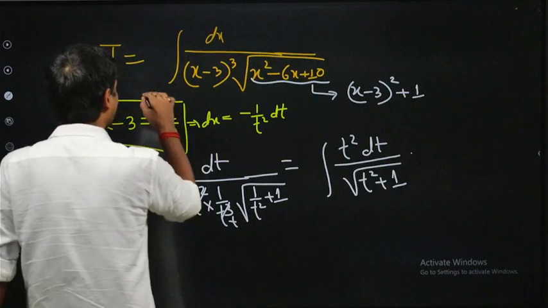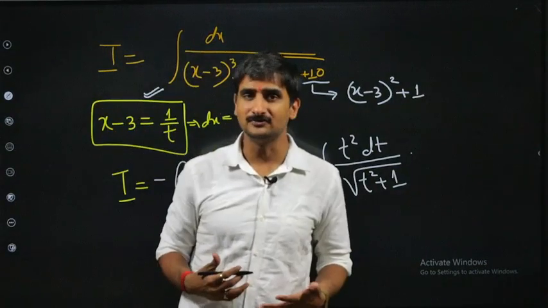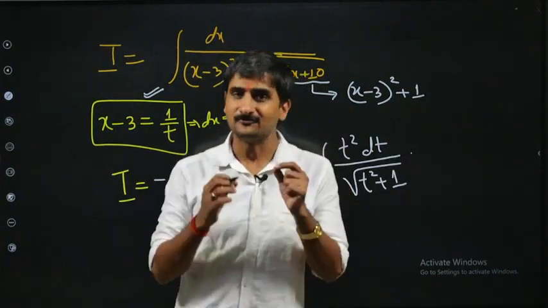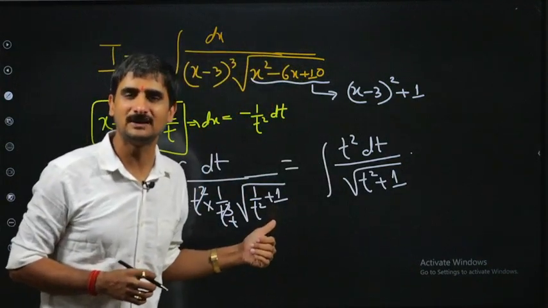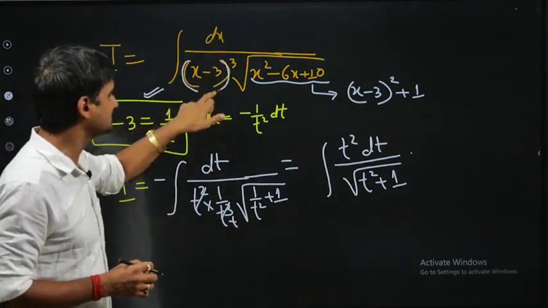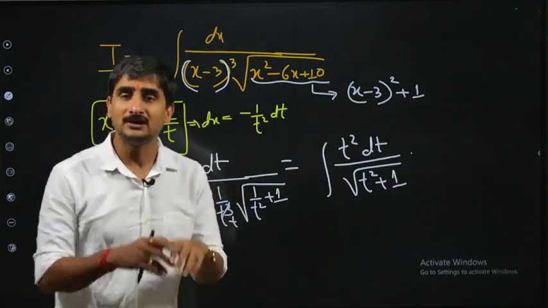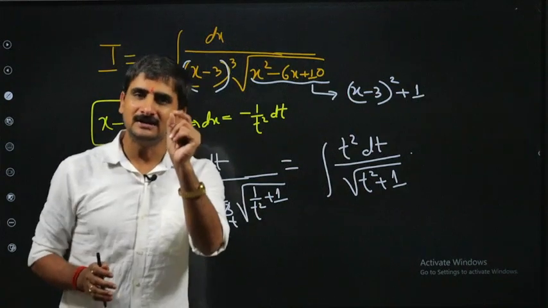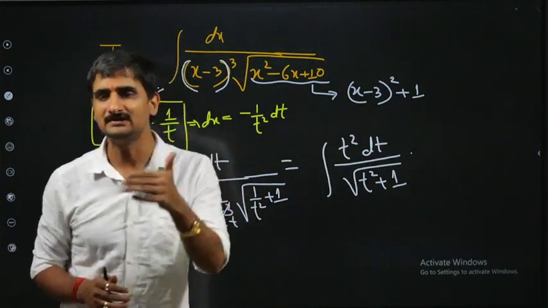The important aspect was this substitution. If this is something new for you, then I expect that from here onwards you keep this trick, this method, at the back of your mind: when you have a combination of a linear term and another polynomial expression in the denominator, you can always try replacing the linear term by 1 by t, bachcho.